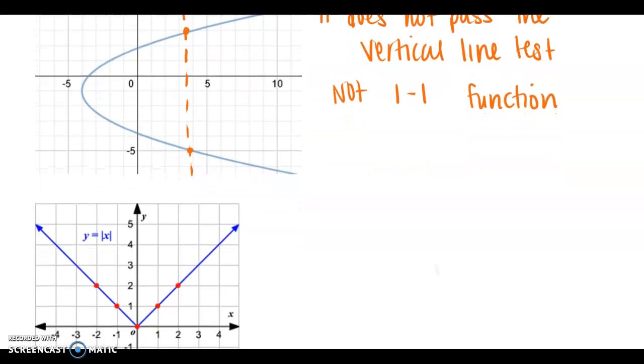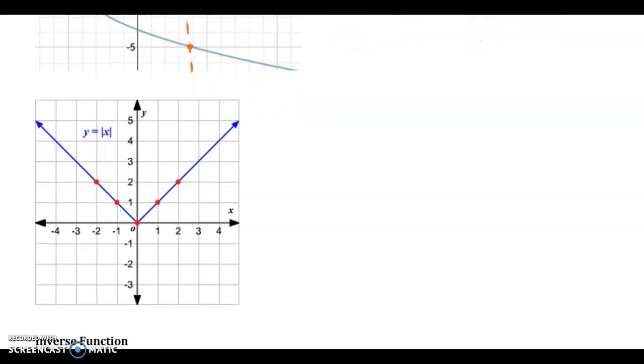Alright, so the next one, let's go ahead and do this. So we're going to again start with the vertical line test. If I were to take that vertical line and move it left and right, would it ever touch the graph at more than 1 point? Nope. So it passes. We'll just say VT for vertical line test, and then we have to do the horizontal line test. So let's go ahead and do that.